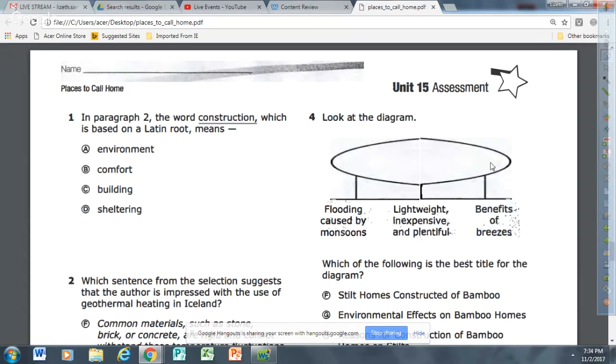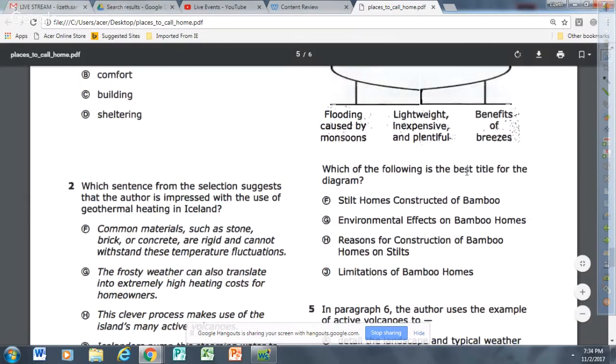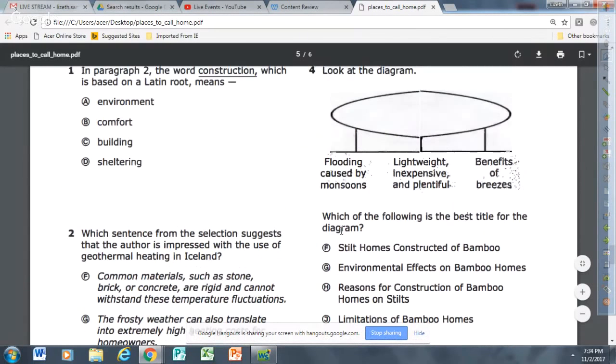So what would go up here? What is this main idea? And these are the supporting details. What would fit there? What is the best title for this diagram? Stilt homes constructed of bamboo. So stilt homes that are constructed of bamboo, flooding caused by monsoons, lightweight, inexpensive, benefits of breezes.